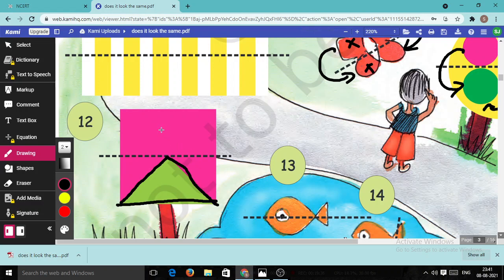But here a triangle is not given. So if they fold with each other, then this part will not match with this part. That's why it is not a mirror half.